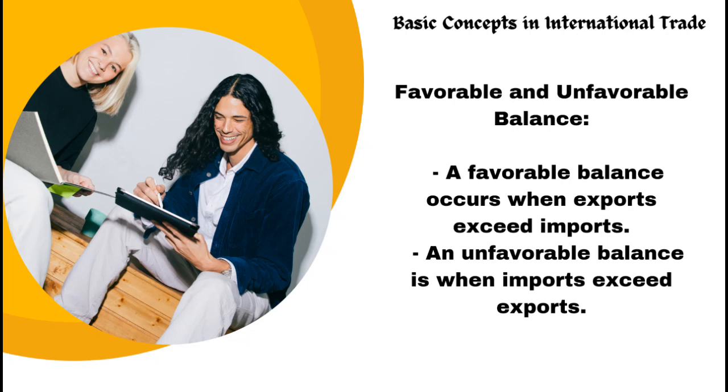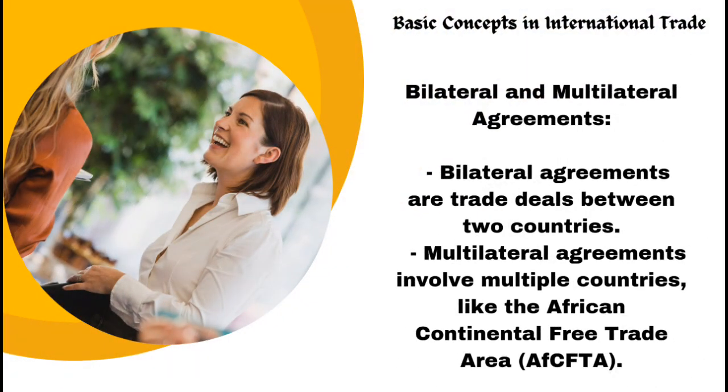A favorable balance occurs when exports, when a country is selling more of its raw materials, more of its locally made materials to other countries. For example, if Nigeria is selling more of its locally made goods, crude oil, yam, cassava, outside to other countries, more than the way we import. But unfortunately, that's not our story. We explain that at a later time. Now, favorable balance occurs when exports go beyond imports, and unfavorable balance is when imports exceed exports.